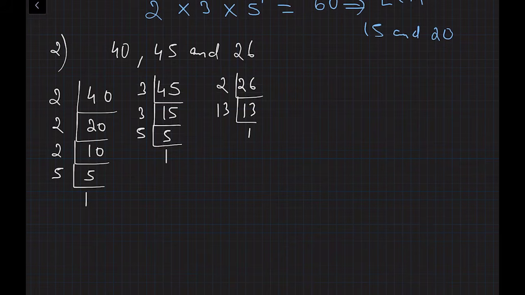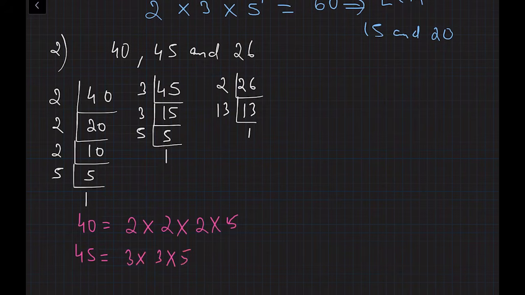So let us write for 40 first. So 40 can be written as, these are the prime factors of the number 40. 2 into 2 into 2 into 5, that is the product of these four numbers, 2 into 2 into 2 into 5. And the next number 45 can be written as 3 into 3 into 5.